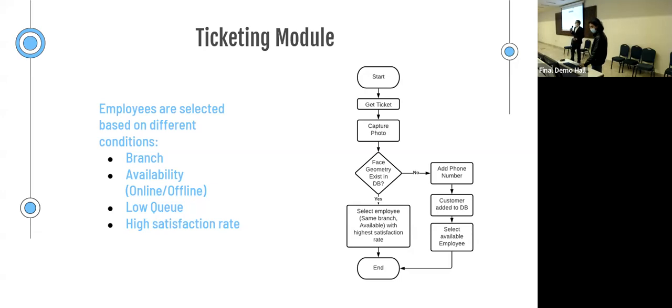module, what happens is the customer enters their mobile number, and following that, this is a double check that the customer is not an existing customer. If it's a completely new customer, then we route the customer to a counter or to an employee who is available at the branch and has the lowest queue and has a relatively high satisfaction rate.